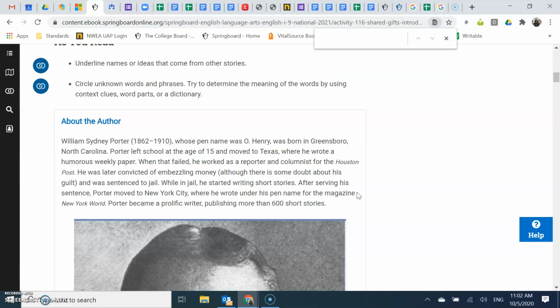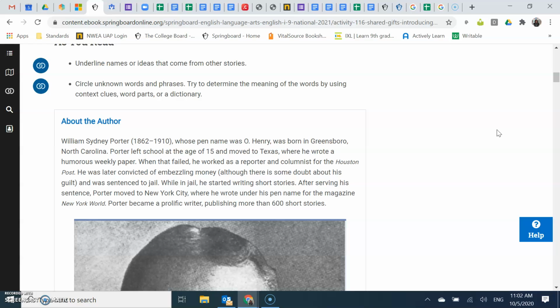The theme that we came up with last year is there is no greater gift than love. Remember that theme? Remember we talked and talked and talked about that as the theme. So we're going to try to come up with a new theme, because remember, stories can have more than one theme.